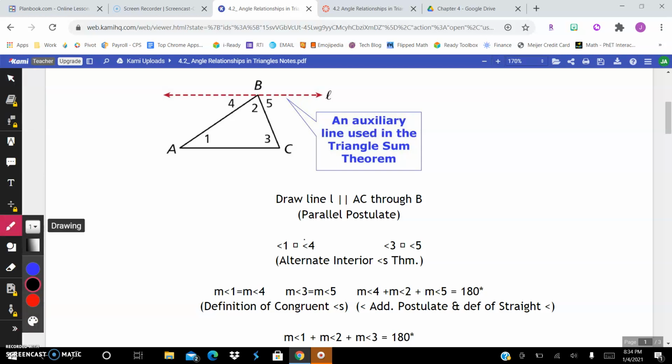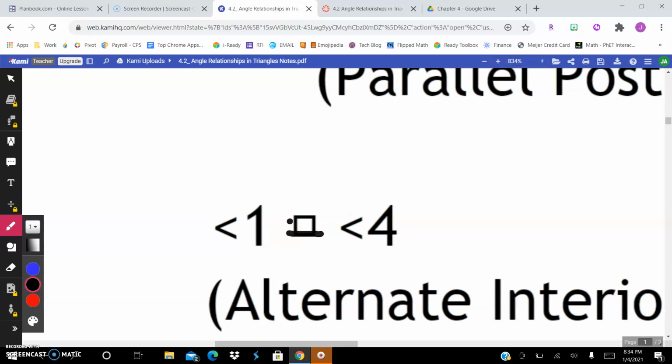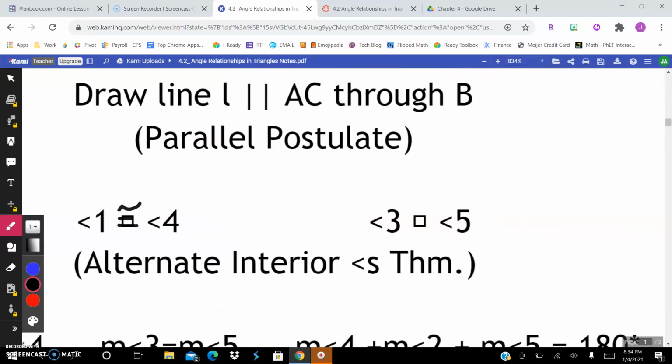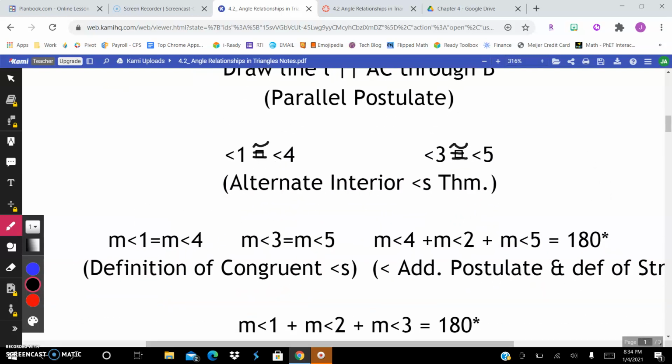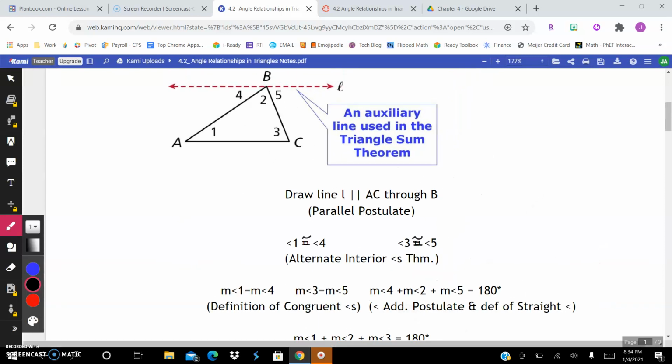And I noticed that my congruent symbols did not transfer over. So these are supposed to be congruent. Angle 1 is congruent to angle 4, and angle 3 is congruent to angle 5. So 1 and 4 are the same, and 3 and 5 are the same. And that is alternate interior angles because they are on the inside. Remember, your parallel lines are here, so they're inside of the parallel lines, and they're on opposite sides of the line, so alternate interior.